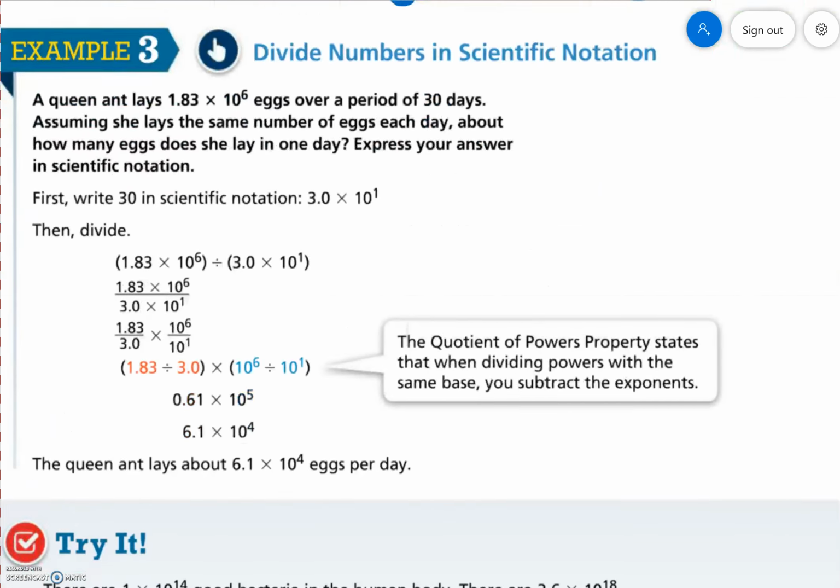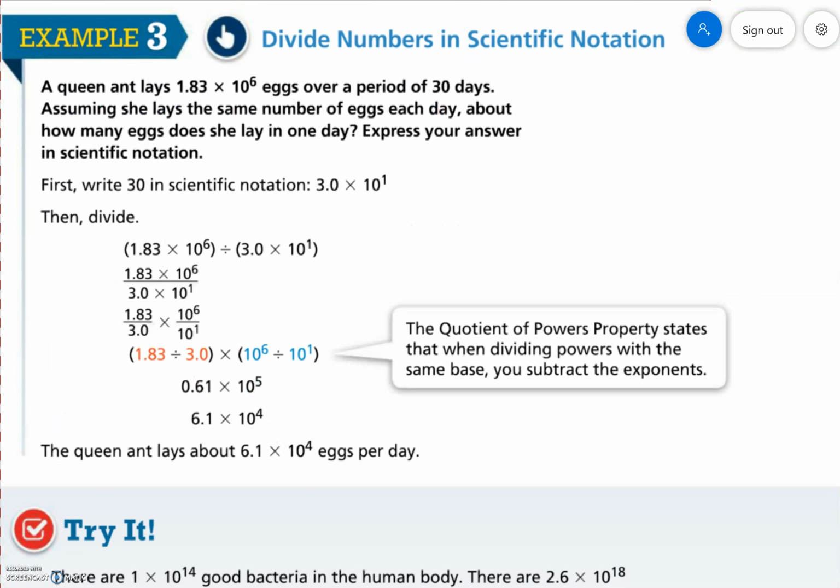Example number 3, dividing numbers in scientific notation. A queen ant lays 1.83 times 10 to the 6 eggs over a period of 30 days. Assuming she lays the same number of eggs each day, about how many eggs does she lay in one day? Express your answer in scientific notation.